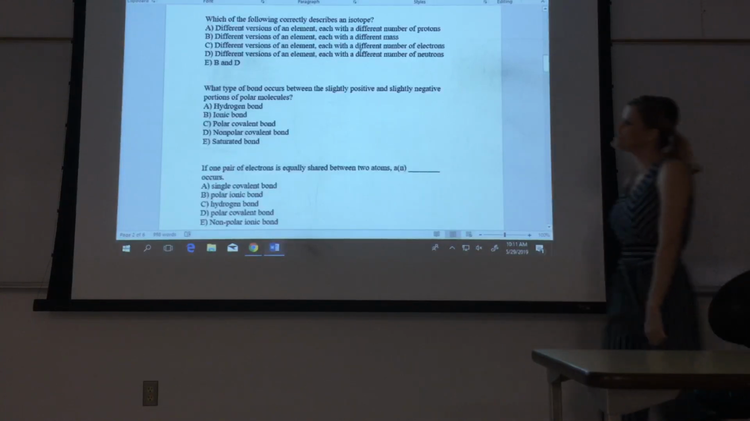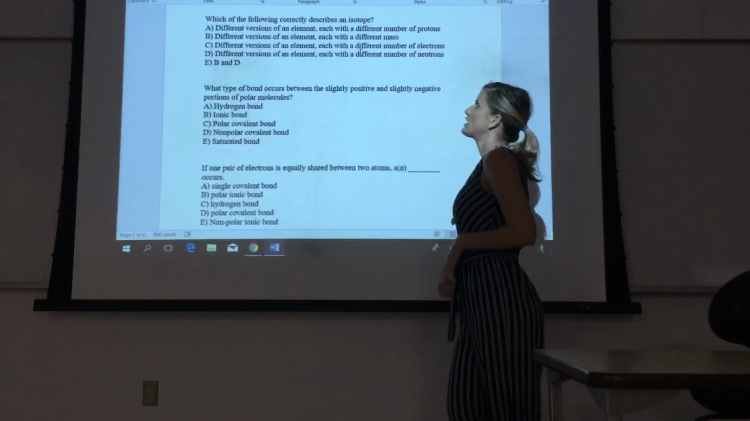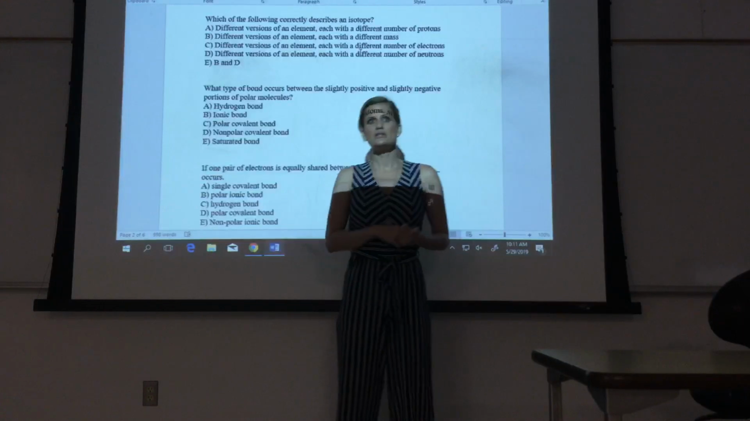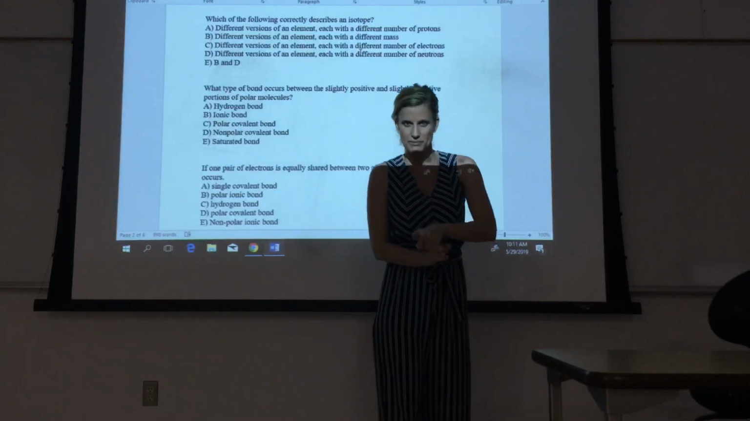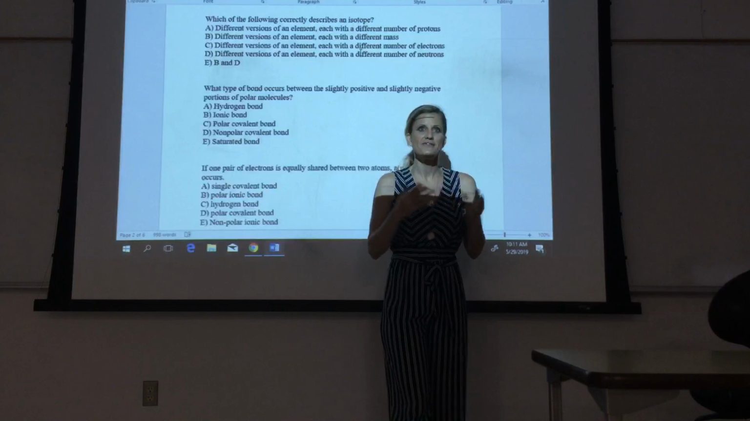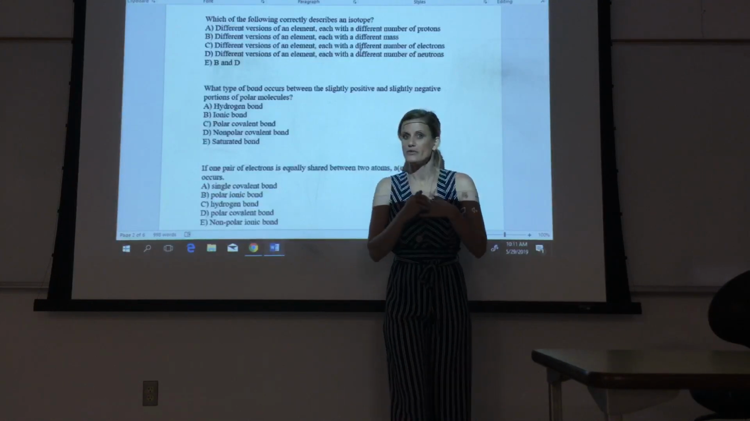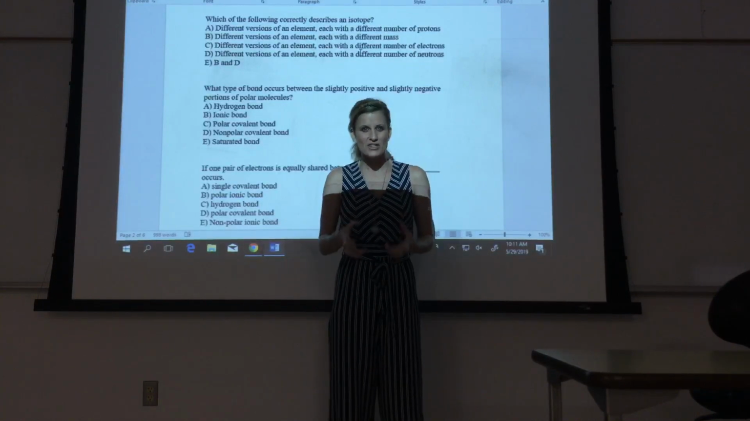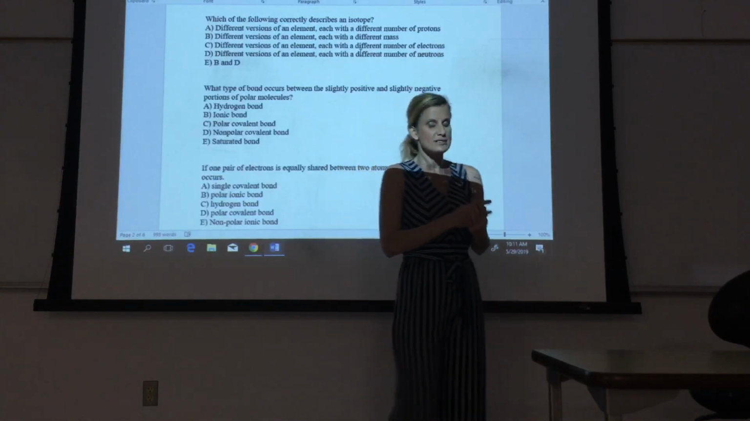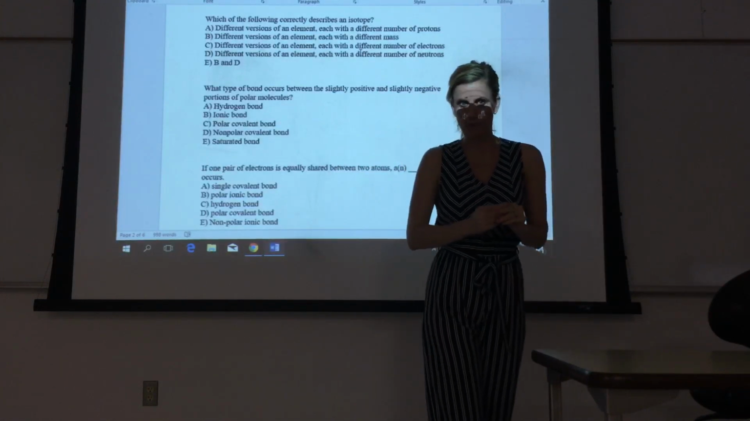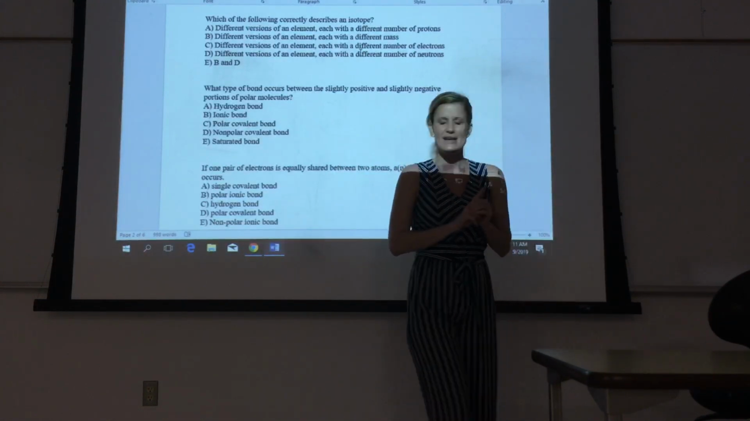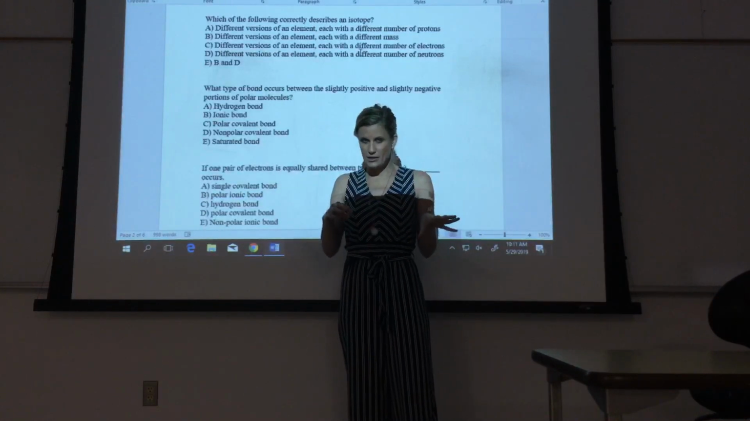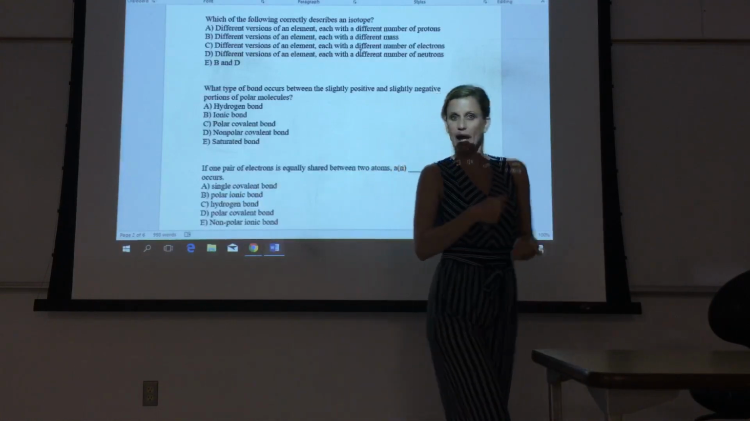Speaking of isotopes, which of the following correctly describes an isotope? Again, don't look at the answers. An isotope is a different version of an element, right? So you can have different versions of hydrogen or different versions of carbon. And what's different about them is their weight, how much they weigh. Their weight is different because they can have a different number of neutrons. Remember, the number of protons never changes. Electrons have to do with bonding. Neutrons have to do with different isotopes.